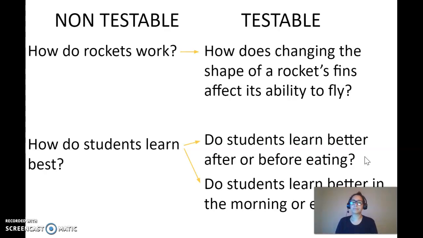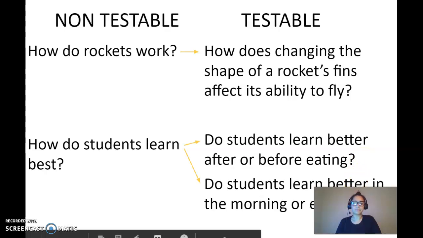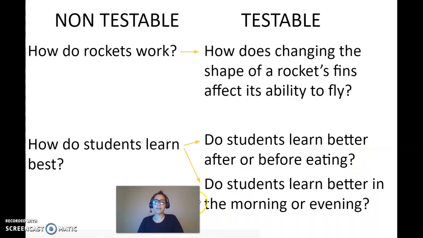to fly. Another non-testable question is going to be, how do students learn best? And here, do students learn better after or before eating? So our independent variable is going to be the time that the student eats, and our dependent variable is how they do on a test.